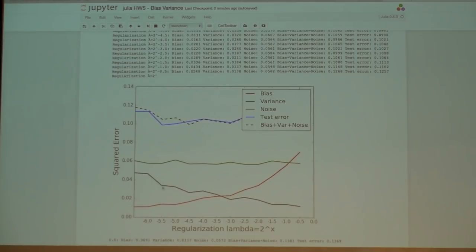And one thing you can see here, the red line is the bias, the black line is the variance, and the green line is the noise of the data. If we add these 3 up, then we get the dotted line. And the dotted line is very, very close to the blue line, and the blue line is the actual error we are making. The reason they are not exactly the same is because I set it up so it actually runs pretty fast, because you guys need to run this on Vocareum.